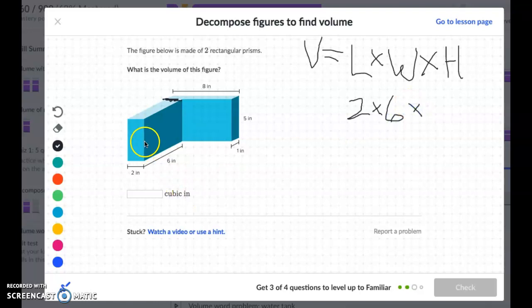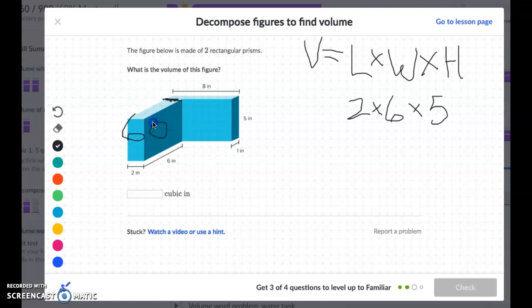When I look at just my front figure, they don't have that labeled, so I'm going to have to use some of my other numbers. I'm looking at how tall it is. Well, I can use this 5 because it's the same height throughout the entire figure. So my front little section here is 2 times 6 times 5. 2 times 6 is 12, and then 12 times 5 is 60. So my volume of this front figure is 60.